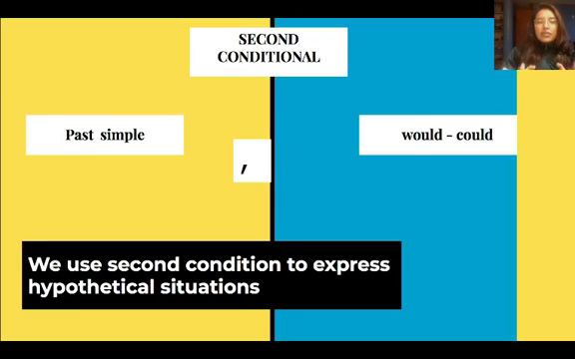Remember, second conditional. In the second conditional, we have to use past simple and the modal verb would or could. And you have to join these sentences with a comma. And we use the second conditional to express hypothetical situations.